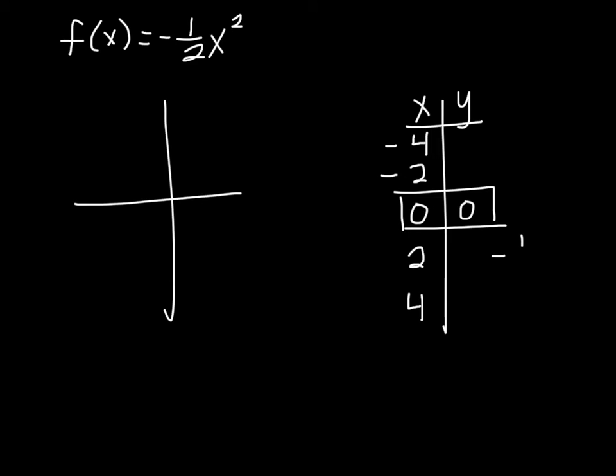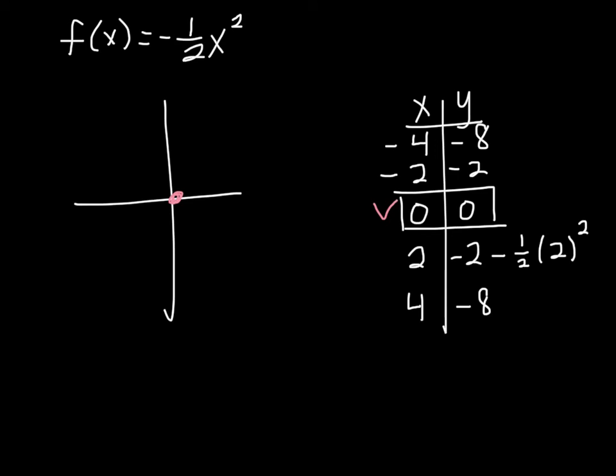So when I plug in 2, I have -1/2 times 2 squared, and I have 4 times 1/2, I get -2. When I plug in a 4, I get -8. When I plug in a -2, I get -2, and I plug in a -4, I get a -8. Now my goal is just to plot these points. The origin, which is my vertex.